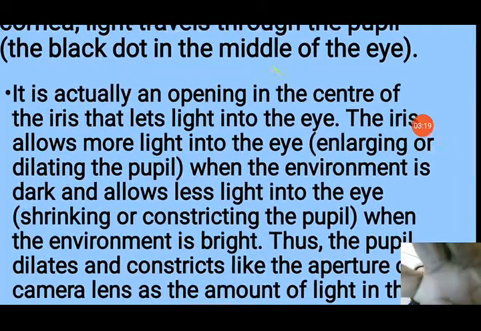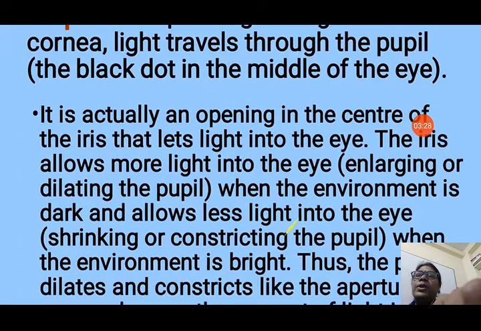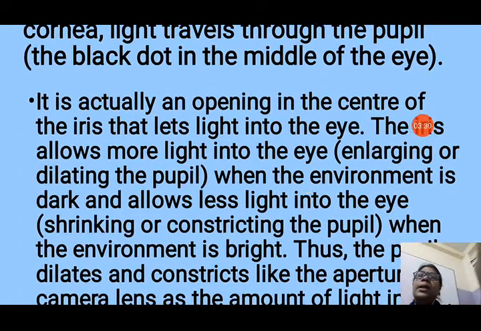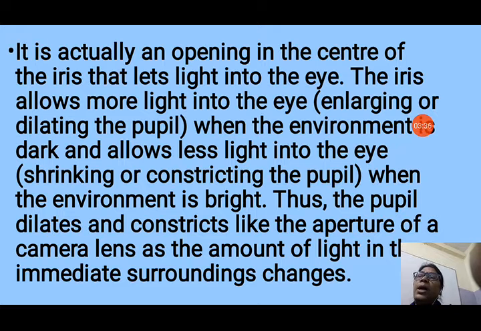Now, next is pupil. After passing through the cornea, light travels through the pupil, the black dot in the middle of the eye. When you look at your eye, you can see the black dot. That is known as the pupil. It is actually an opening in the center of the iris that lets light into the eye. It is an opening through which the light enters. Without light entering, we cannot see the object.